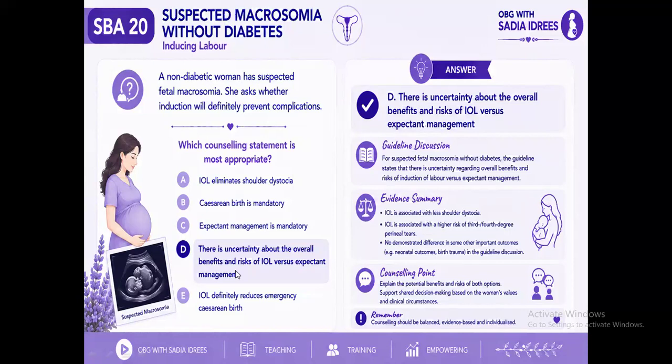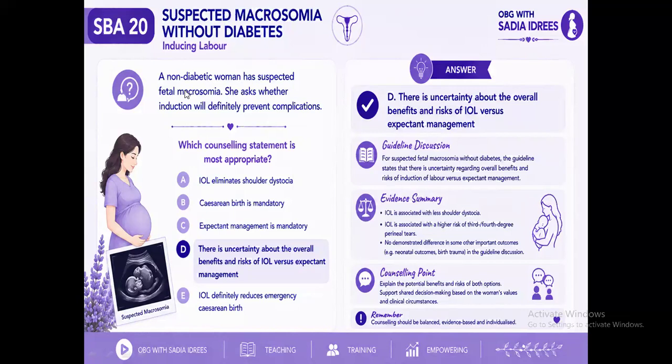And one more exam pearl. This question specifically says without diabetes. If diabetes is present, do not blindly apply this exact counseling pathway because diabetes changes the risk profile and management recommendation. So your final pearl from question 20 is suspected macrosomia without diabetes, no one size fits all answer. Counsel, discuss options and use shared decision making.